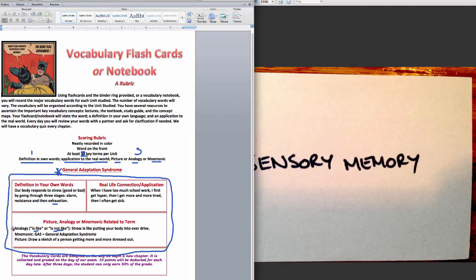So stress is like putting your body into overdrive. A mnemonic would be GAS, general adaptation syndrome. If you remember GAS, and like putting your foot on the gas to make your body go, that might help you remember this. In a picture, you might draw a person getting more and more stressed out, somehow incorporating the words. Okay? So there's that.